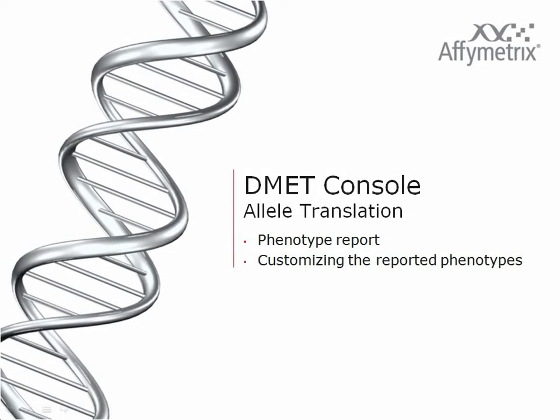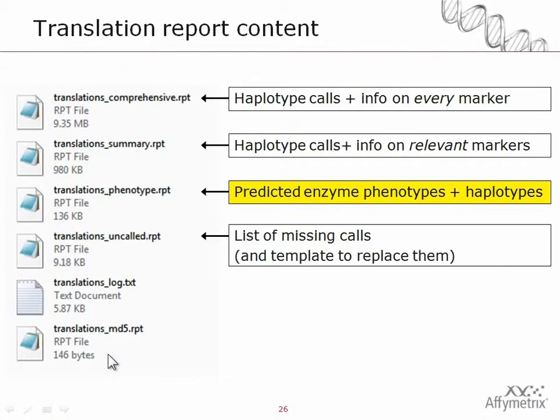This section on DMET Console software is about allele translation, with a focus on the phenotype report and customizing the reported phenotypes. The allele translation operation generates 4 reports summarizing data. This section is only going to describe the phenotype report, containing the predicted enzyme phenotypes plus the haplotypes that were used to predict the phenotypes.